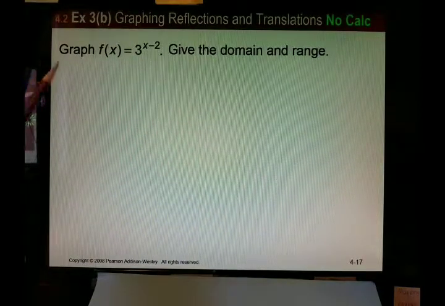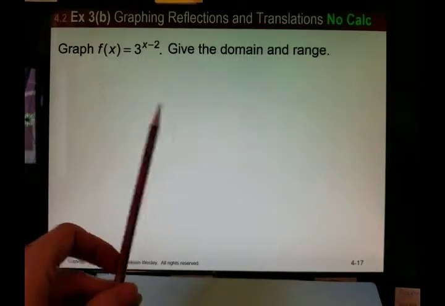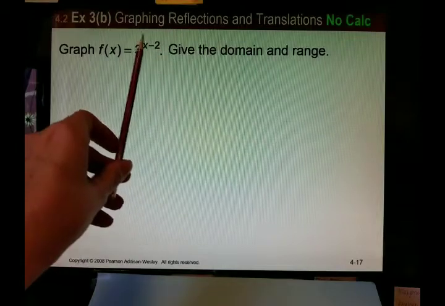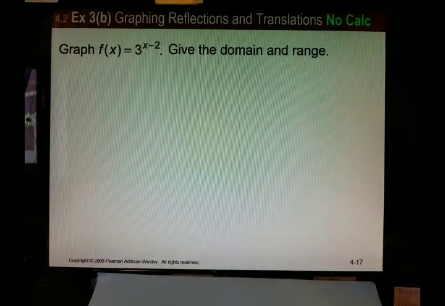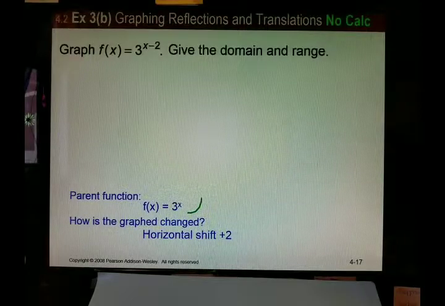This time I would take the graph of 3 to the x, but then I'm going to shift it to the right 2. This is with the x. It'd be like that was in parentheses, so it has to go to the right 2. So the parent function 3 to the x, and we're going to take and shift it a horizontal shift of 2.